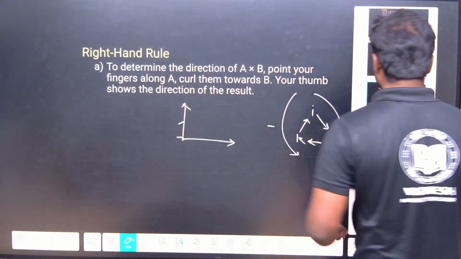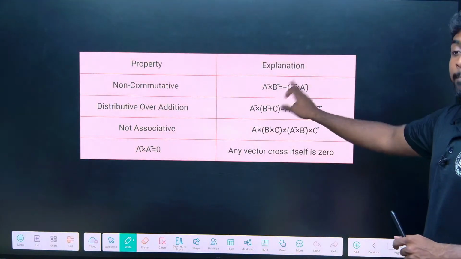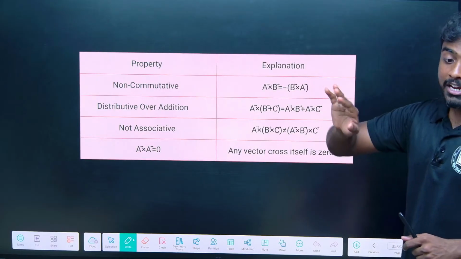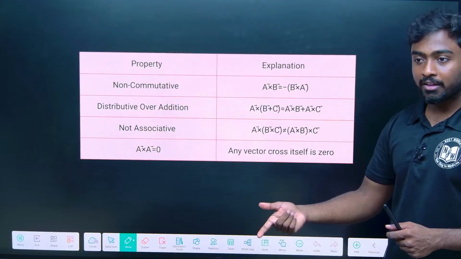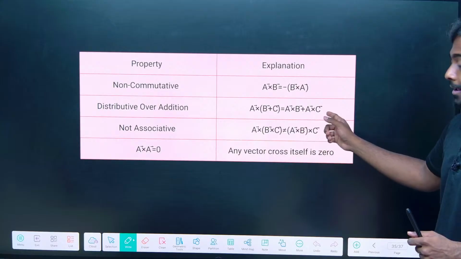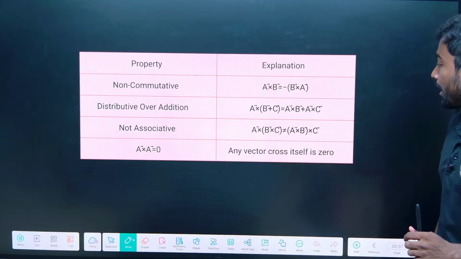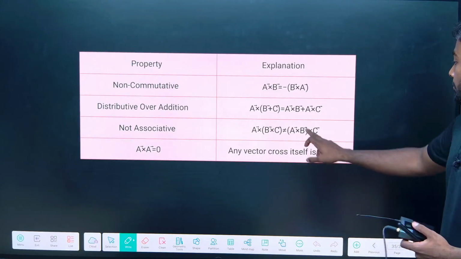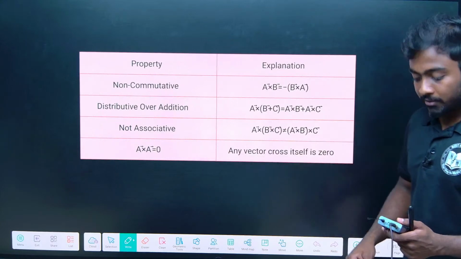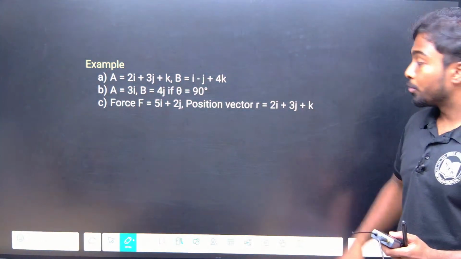I'll give a problem here. Before that, the commutative property. Minus will come, so A cross B equals minus B cross A. I to j is k, j to i is minus k. Distributive property: A cross of B plus C is nothing but A cross B plus A cross C. Not associative: A cross of B cross C is not equal to A cross B, cross C. So A cross A equals 0. I'll give a problem here. Do this problem.